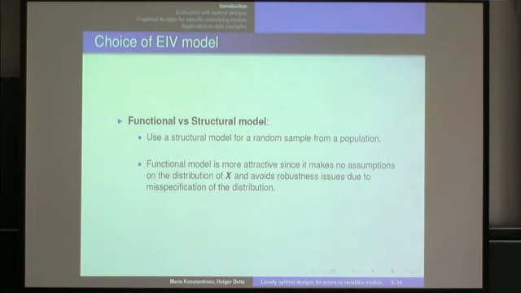Now, in order to choose the model to use in an experiment, we need to take into account the experimental conditions and the available data. So generally speaking, if we have a random sample from a population, we use a structural model. Otherwise, we use a functional model. However, functional models are preferred because we make no assumptions on the distribution of the true variable x. And so we avoid any robustness issues we would have if this assumed distribution is misspecified.